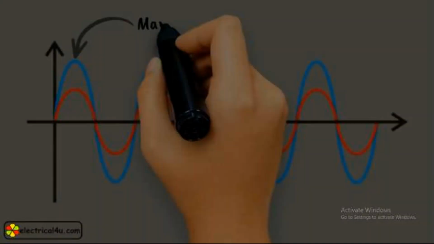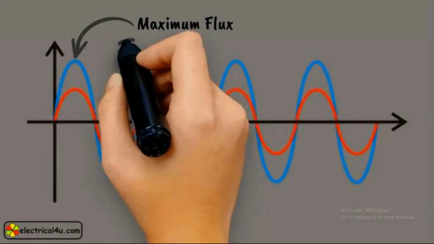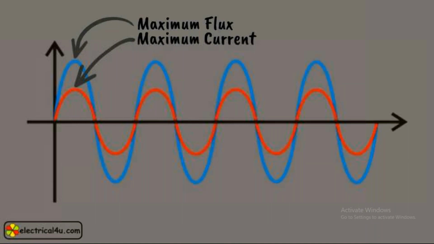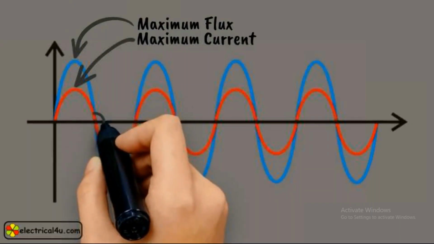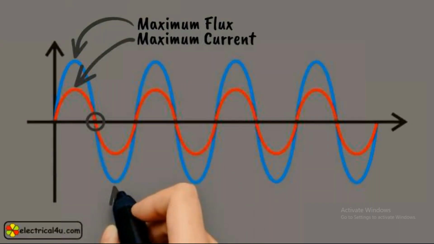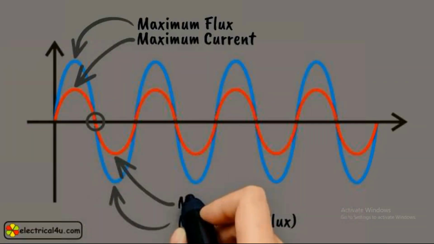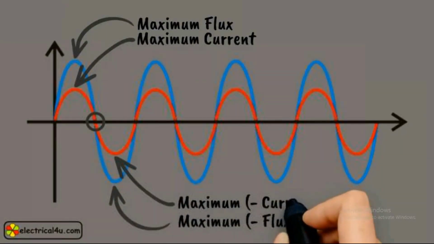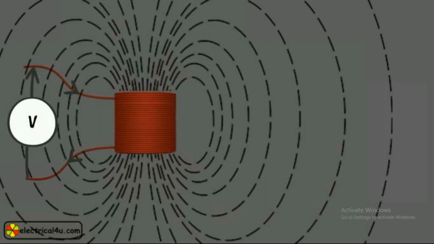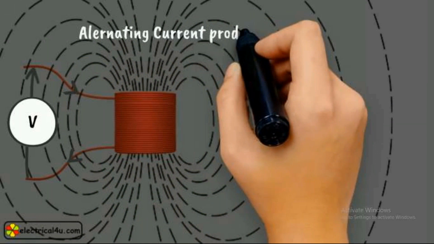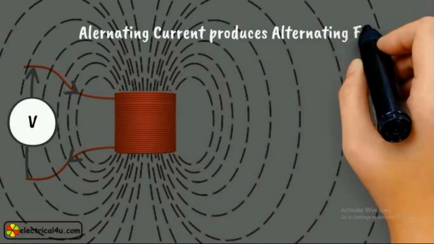This flux becomes maximum in magnitude when current reaches its maximum for one half cycle of the alternating current wave. The flux becomes zero when current in the coil crosses the zero axis. Again, for the next half cycle, the flux becomes maximum but in the opposite direction when current reaches its reverse maxima. In this way, alternating current produces continually varying flux surrounding the winding.